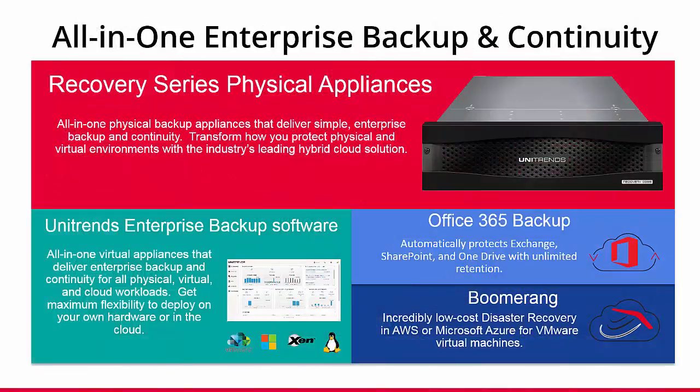The biggest part of our all-in-one backup and continuity is our Recovery Series physical appliances. These are all-in-one physical backup appliances that deliver simple enterprise backup and continuity. They basically provide the software, the storage, and the compute to perform the backup you need for your environment. You put this in, and you're going to be managing it within a couple of minutes. You'll be able to back everything up, deploy agents to protect everything you need, and you can even get this over to the Unitrends cloud for the easiest hybrid cloud solution, or replicate to your own site for your own private cloud solution. There's tons of options. Or don't even use a cloud, that's okay.